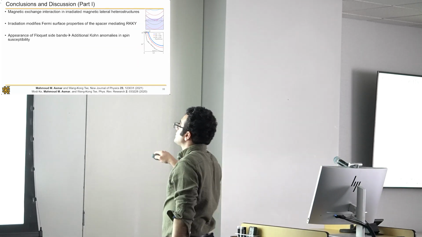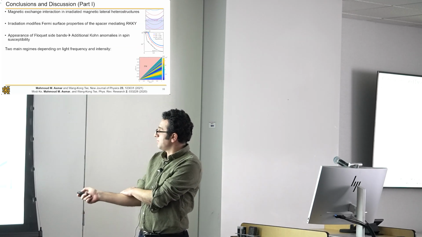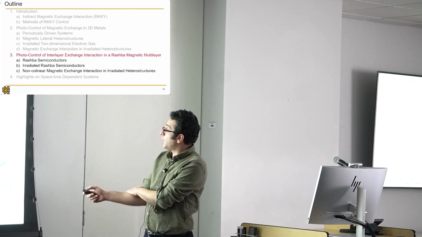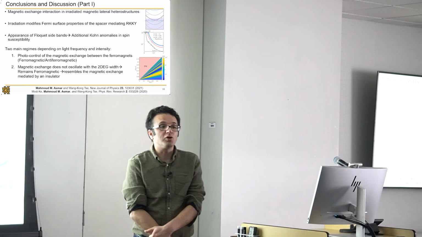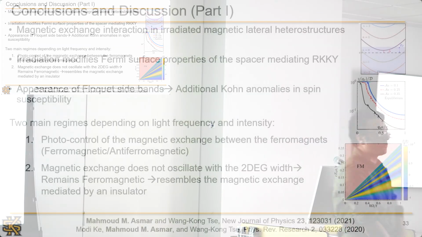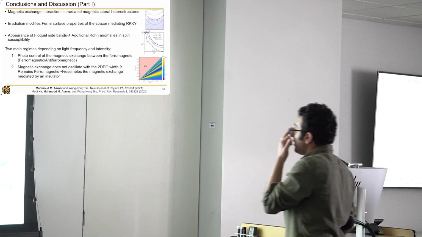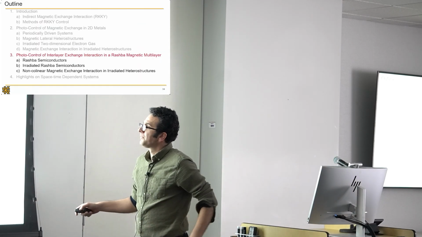We have the appearance of new cone anomalies, and we have two main regimes. One regime in which I can control my RKKY, and one regime in which my RKKY becomes almost as the RKKY controlled by an insulator. So yes, light can control these things with no need for us to build new samples. Okay, so that was the main message of this part.